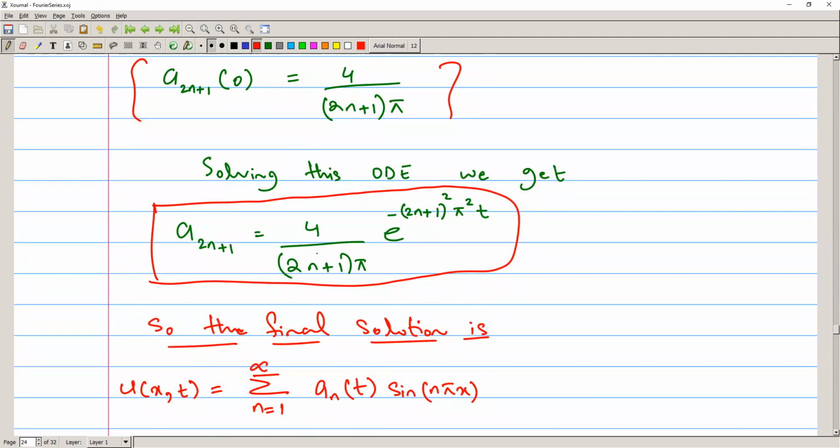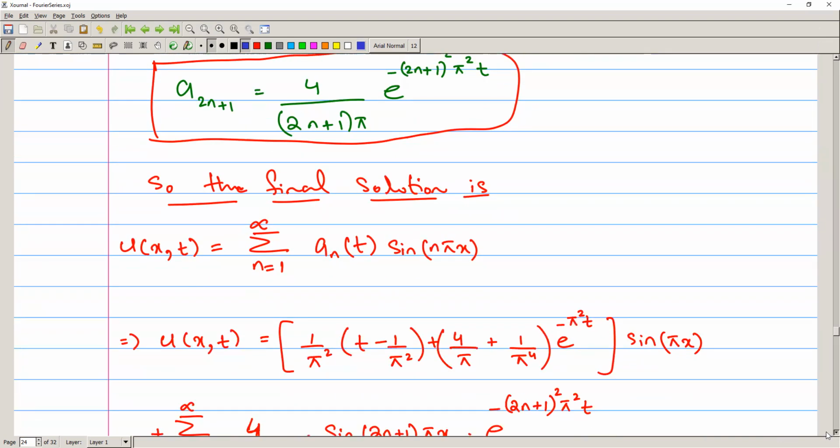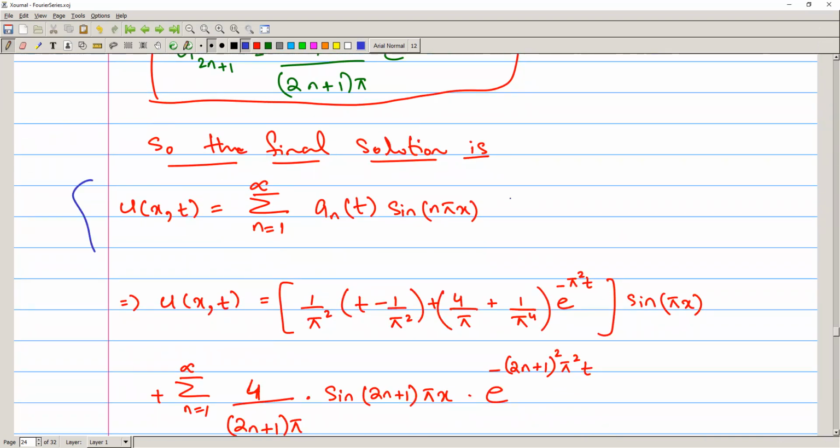a2n+1 is equal to 4 over (2n+1) pi times e to the power negative (2n+1) whole squared pi squared t. So now the final solution is this one that we talked about in the initial steps.